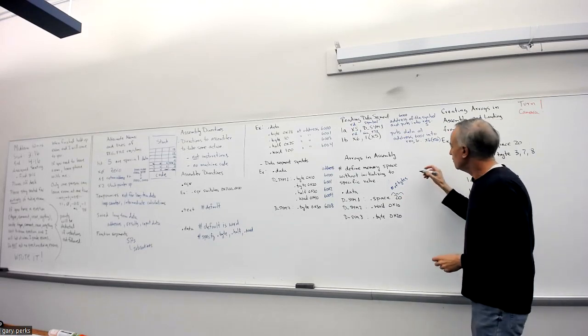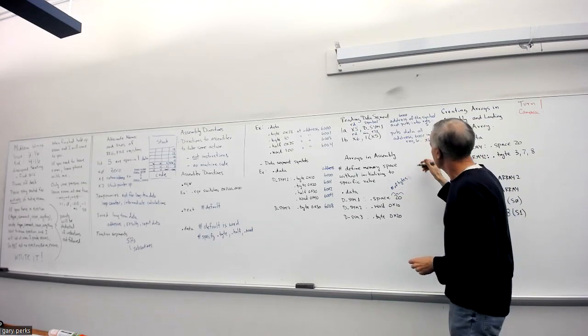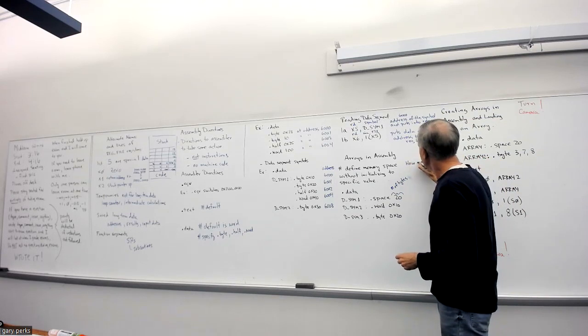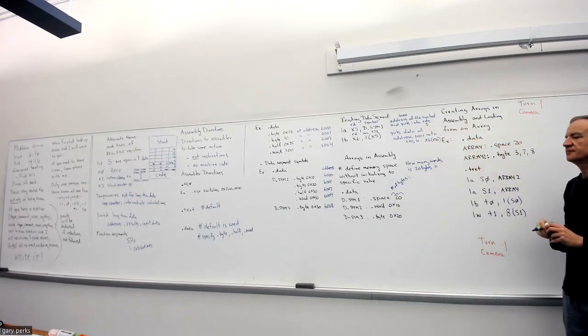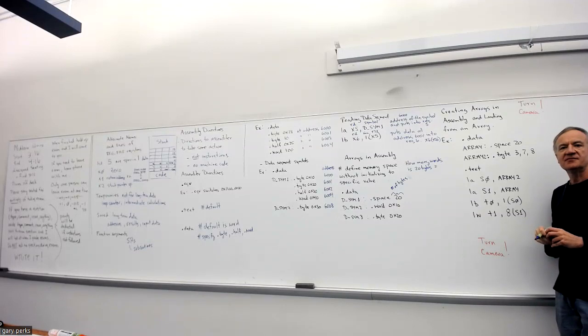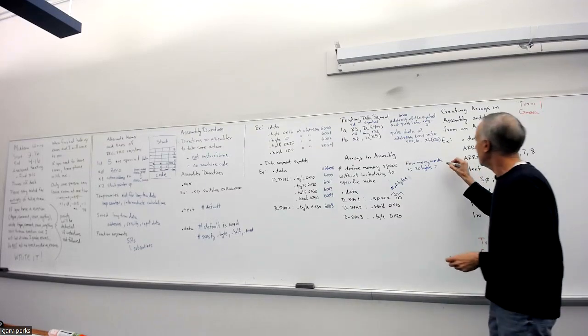Okay, how many words? Let me write the question. How many words is 20 bytes equal to? 5 words. Right, it's 5 words. How'd you get that? Just divided it by 4. Yeah, right, because there's 4 bytes in a word. So if you get 20 bytes, this is 5 words.